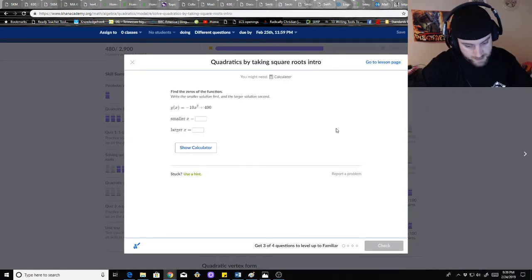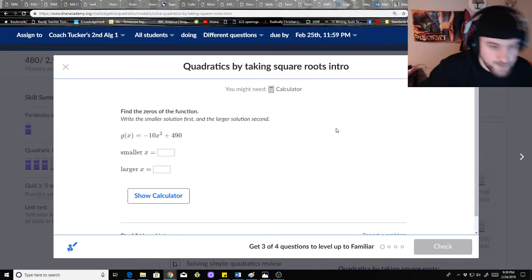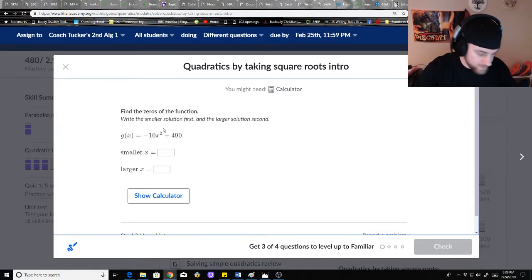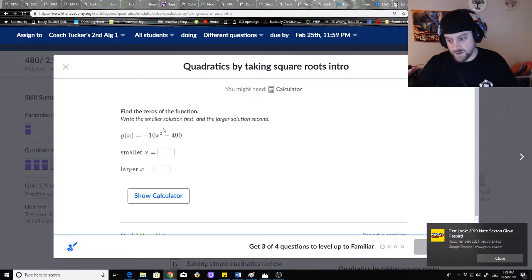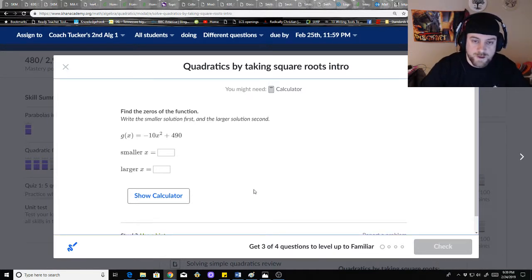As last time, I need to zoom that in. It says, write the smaller solution first and the larger solution second. Find the zeros. If you don't remember this, go back and watch the video. But zeros is another name for x-intercepts.